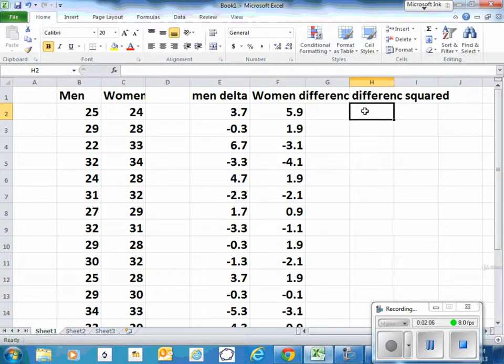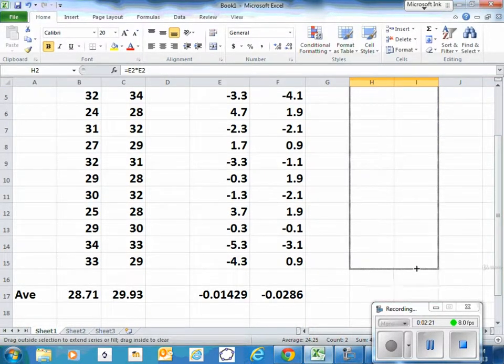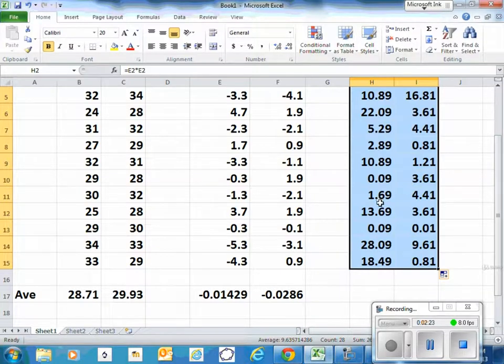Okay, so if we say equals E2 times E2, then that will square that 3.7. So it'll be 3.7 squared. We'll do that same over here, and we will do that for all of them on down. Great.